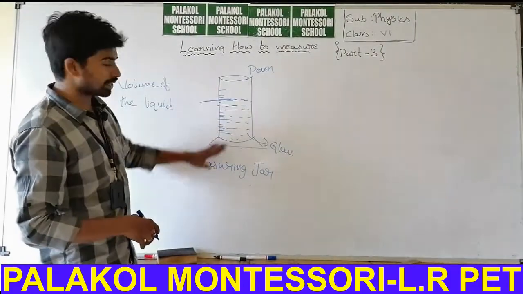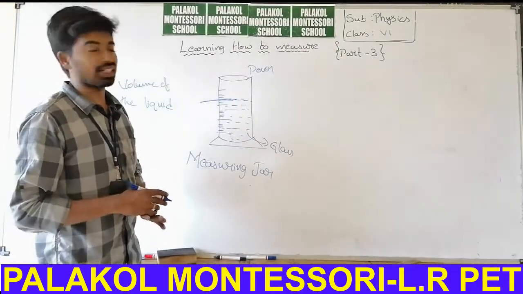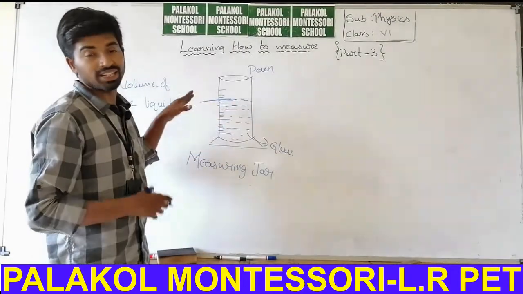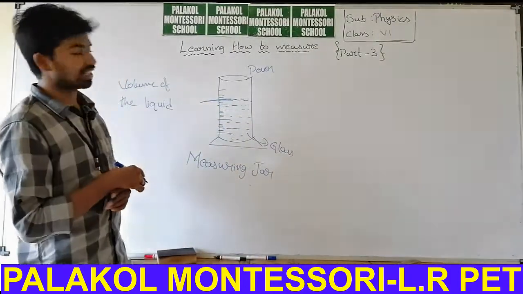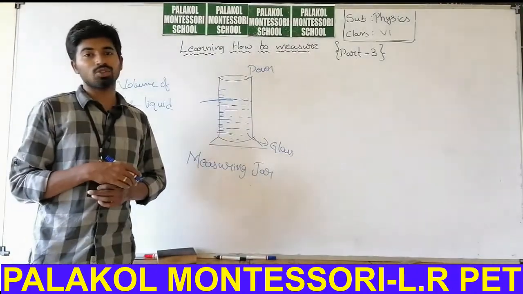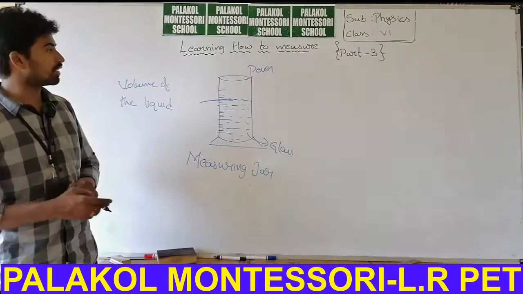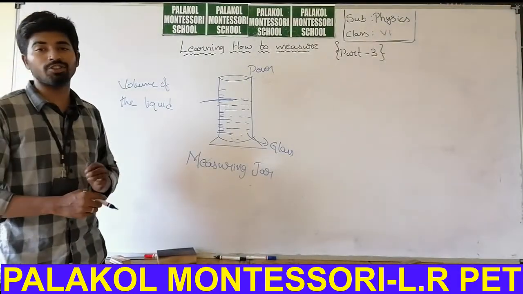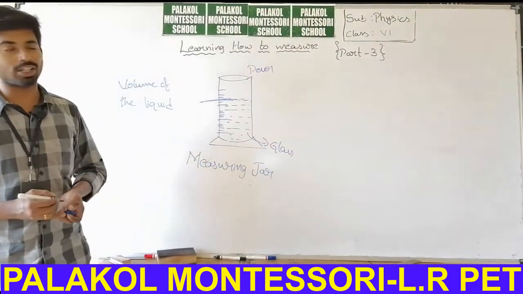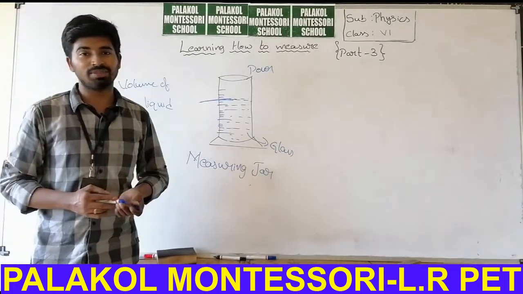There are some readings present on the walls of the measuring jar. So the surface level will indicate the volume of that liquid. In this way you can measure the volume of the liquid. So with this we have learned how to measure length, area and volume. With this the lesson is completed. Thank you.